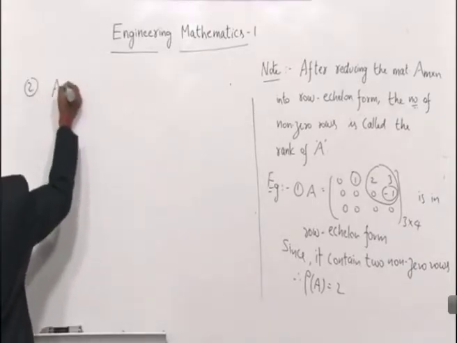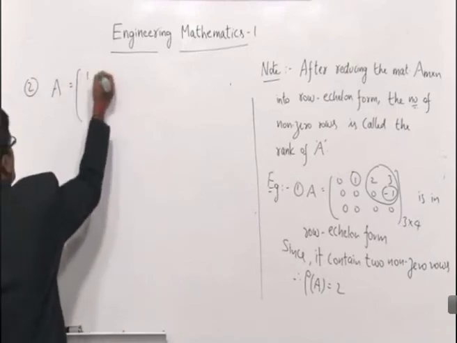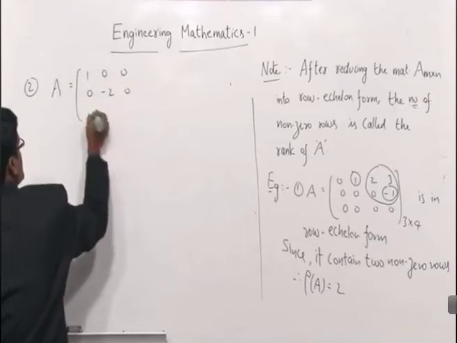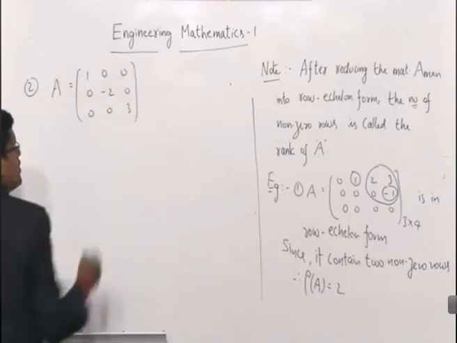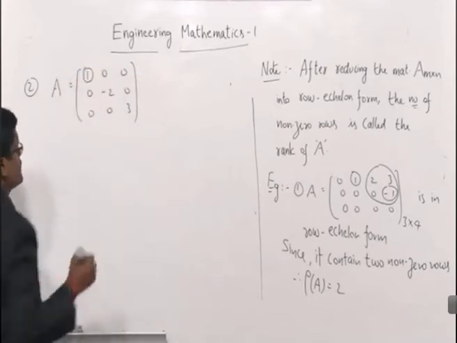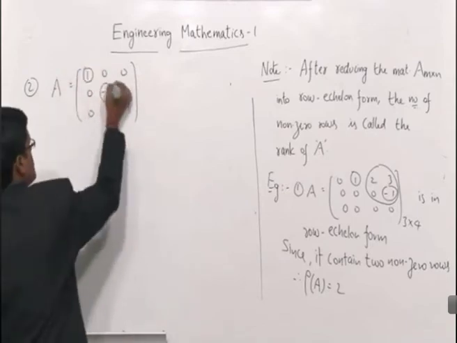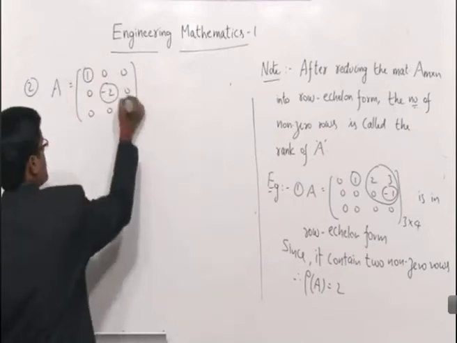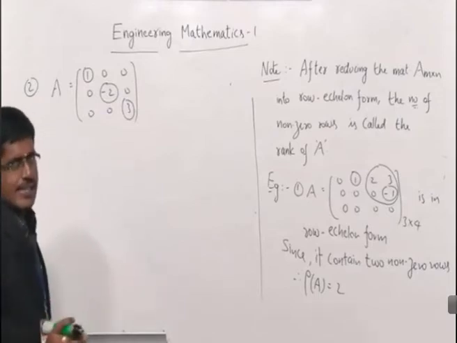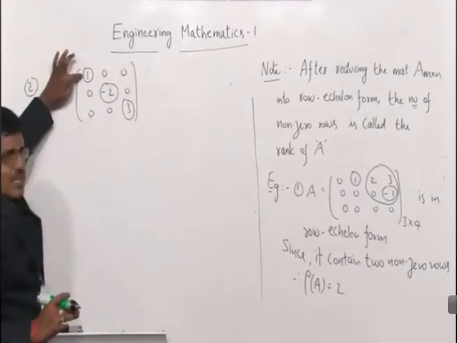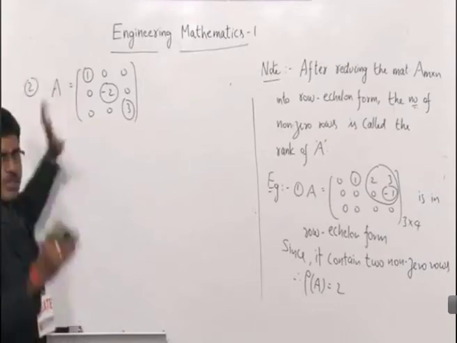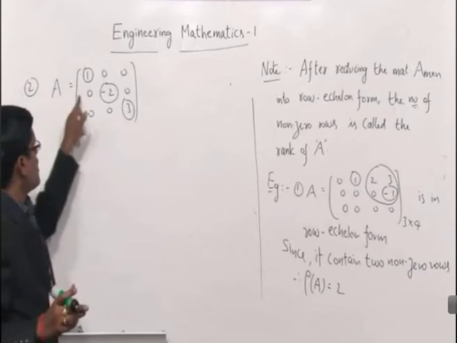Second one, A is equal to [1, 0, 0; 0, -2, 0; 0, 0, 3]. Now in the first row, the first non-zero element is 1. In the second row, the first non-zero element is -2. In the third row, the first non-zero element is 3. Here there are no zero rows, so no need to check the first condition. Come to the second condition. The number of zeros before the first non-zero element 1 is 0 zeros.